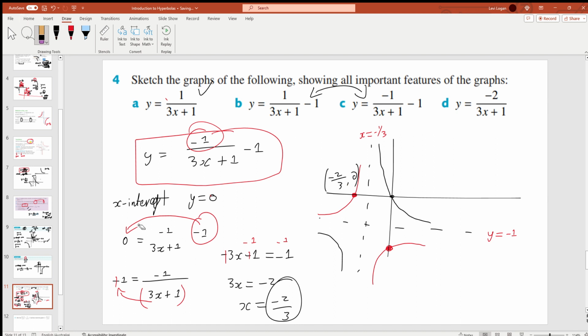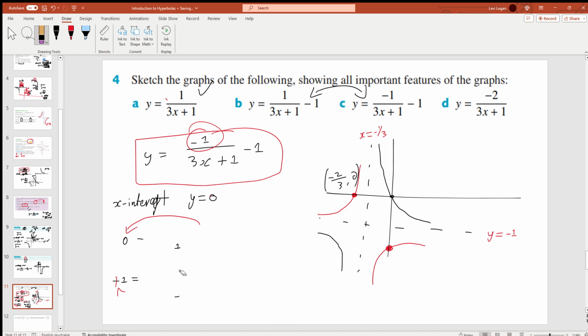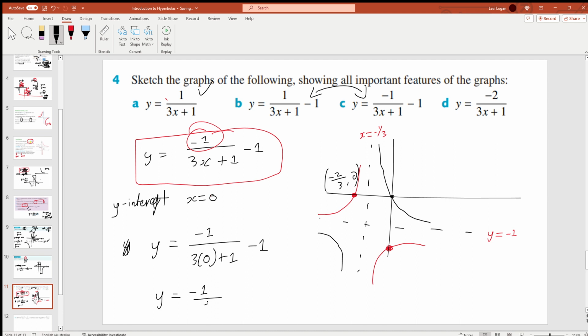Now we've got to find a y-intercept. So y-intercept is when x is equal to 0. So pretty much do it the other way. So y equals -1/(0+1) - 1. So you're going to get y equals -1/1 - 1, so y equals -2. So that point there is (0, -2). And that's it. Right, so that's question C solved.